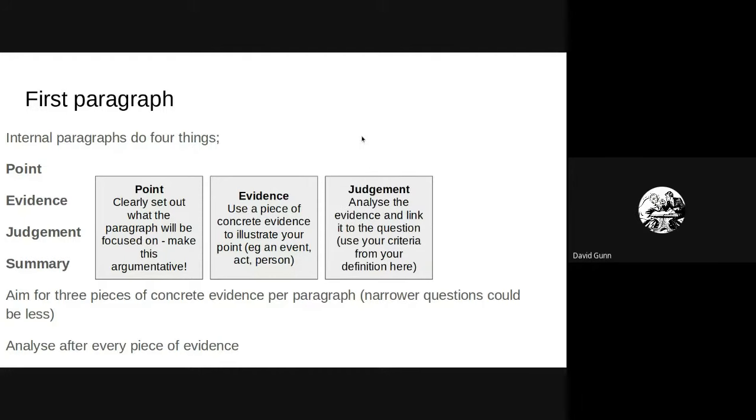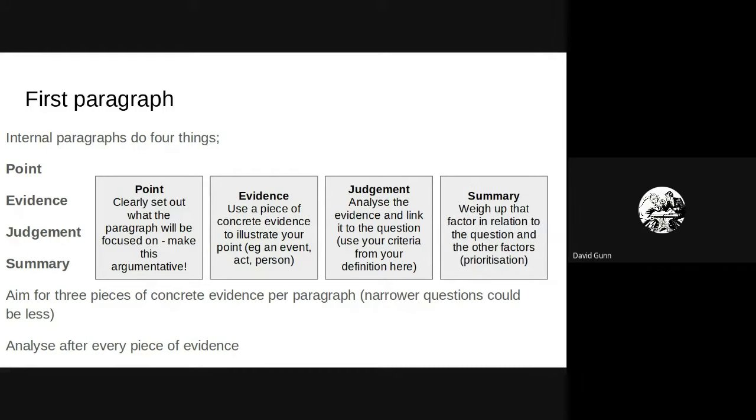Then onto the judgment, which you do after every piece of evidence. So you analyze the evidence, you link it to the question, and you can use your criteria from your definition. So if you said failures of government mean inability to resolve issues, show how that piece of evidence led to a failure to resolve issues. Okay, so linking back to the key terms in the question, basically. And then finally, at the end of the paragraph, you should summarize for that factor in relation to the question and the other factors. So kind of weighing it up. It's called prioritization. That's what you need to do to get to the top level.